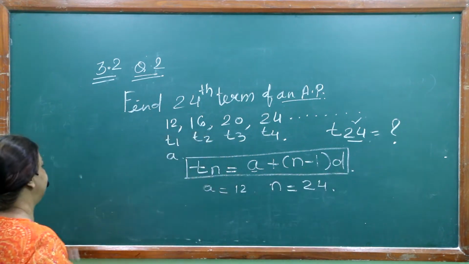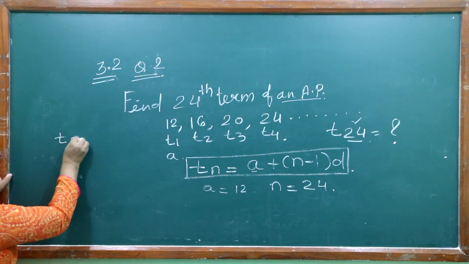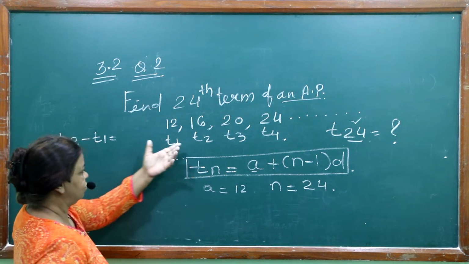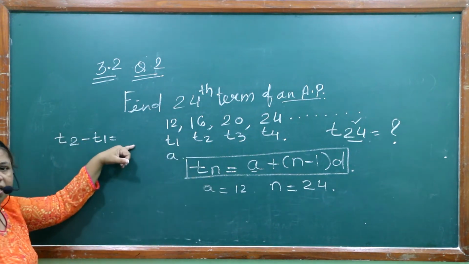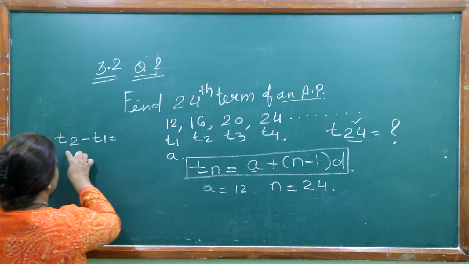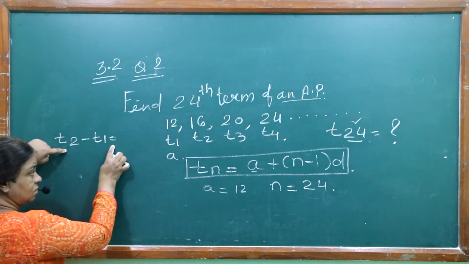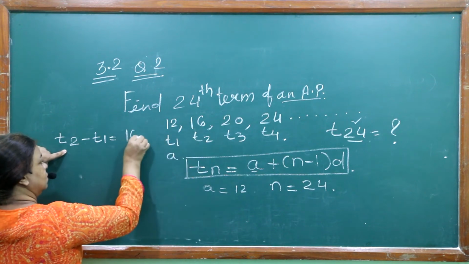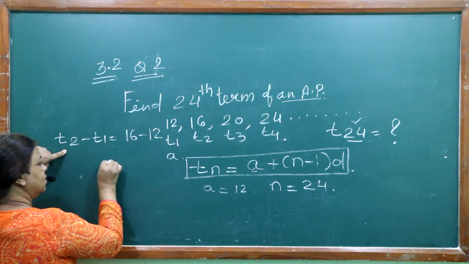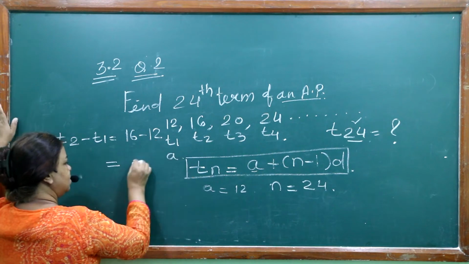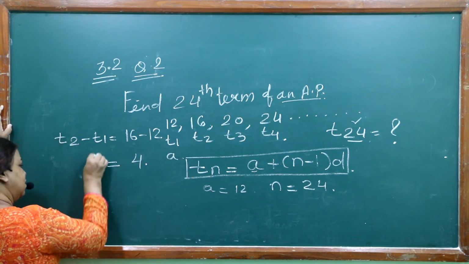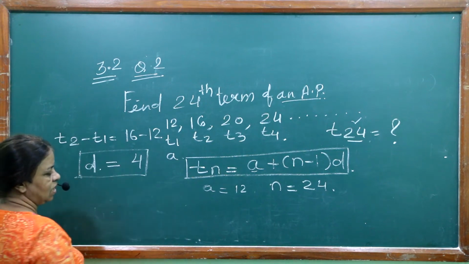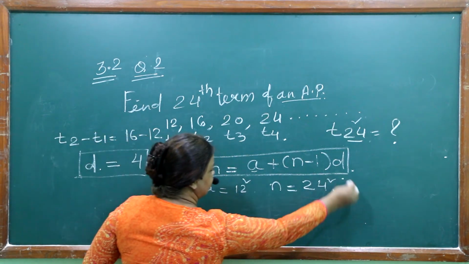To get D, you know T2 minus T1. It is in AP, so from any two consecutive terms we can find D. So T2 minus T1: T2 is 16 minus 12, which is 4. So that is known as D. So D is equal to 4, A is 12, n is 24.